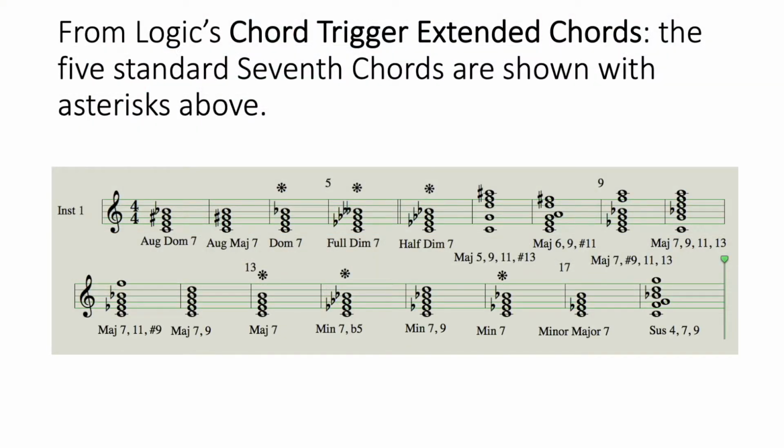This is the notation for the extended chords in Logic's chord trigger. And as you can see, some of the chords have 4 notes and some of them have more than 4 notes. The ones with the asterisks are the standard seventh chords, and as we can see, the half diminished seventh and the minor 7 flat 5 have the same pitches.